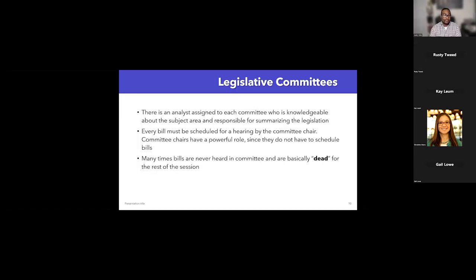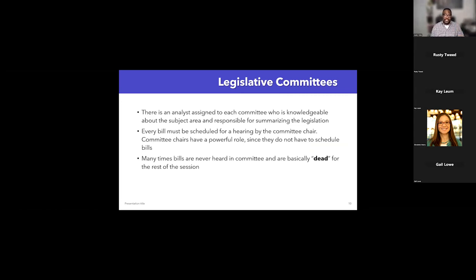So for the legislative committees, there's an analyst assigned to each committee who is knowledgeable about that particular subject area, and they're responsible for summarizing these large, complex matters for the legislators. The legislators have hundreds and hundreds of bills and issues they're dealing with every day. So the analyst basically makes that digestible for them so they can see the main key points.